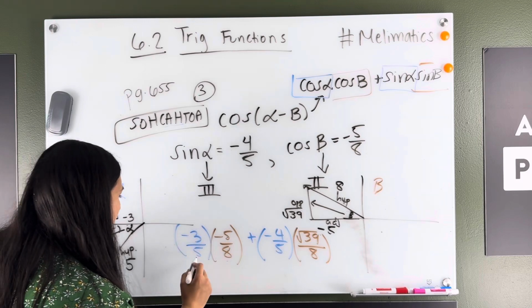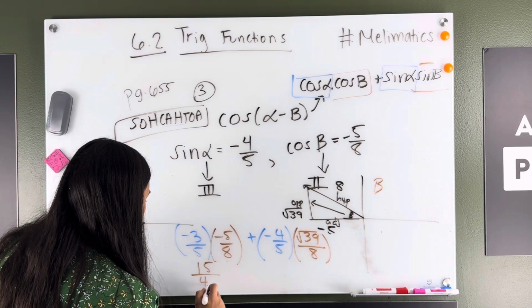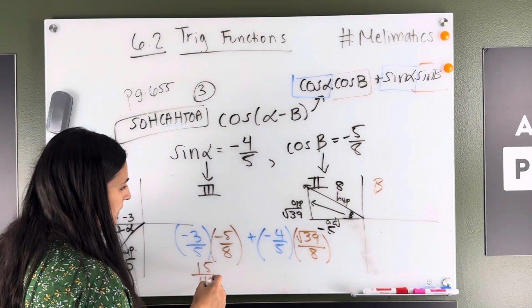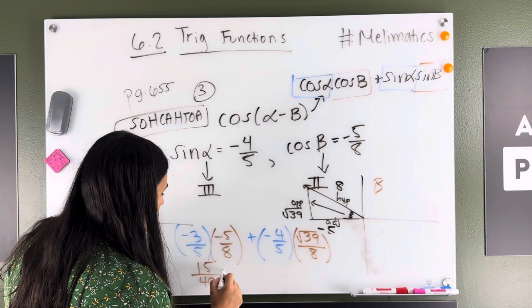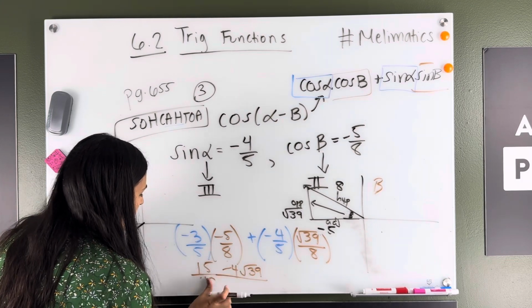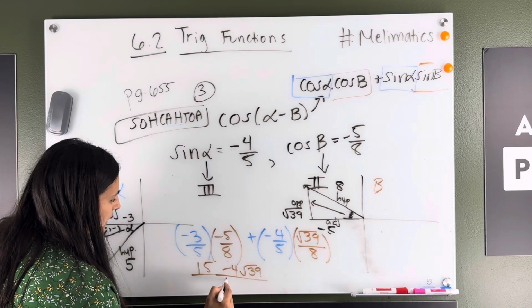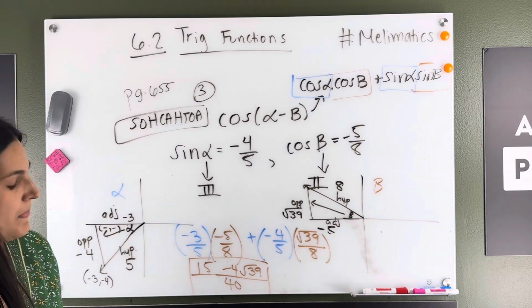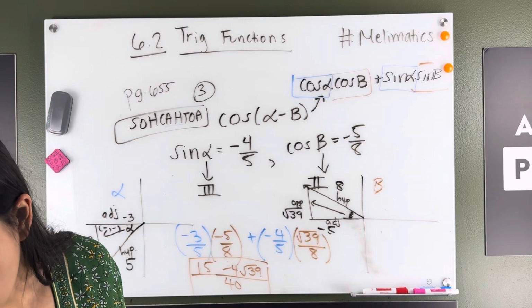So here we're going to get 15 over 40. Remember when you multiply fractions, you just multiply it out, you don't need common denominators. And over here is going to be negative 4 times the square root of 39 over 40. Since they both have a denominator of 40, we'll just write it all over 40. And that is your beautiful answer for example 3.